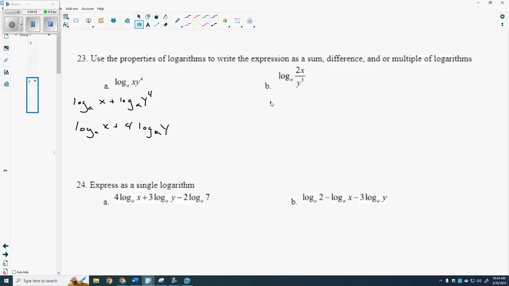Okay, hit pause. Log of the top minus the log of the bottom. Split the first one into log of the first plus the log of the second. Bring the exponent down in front. And we're done. Single term inside, no exponents.